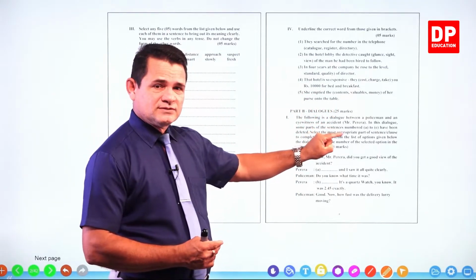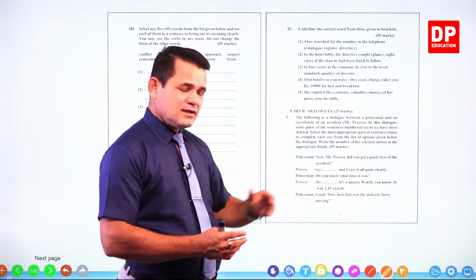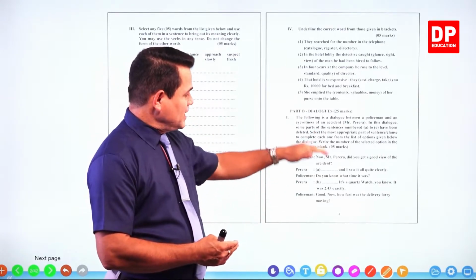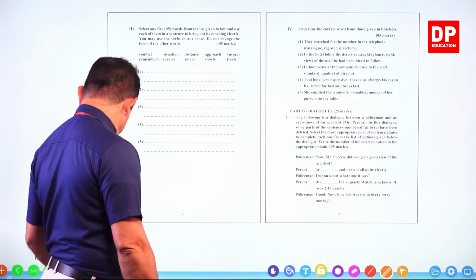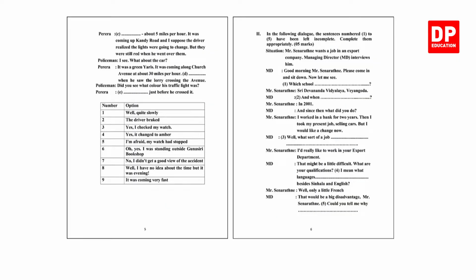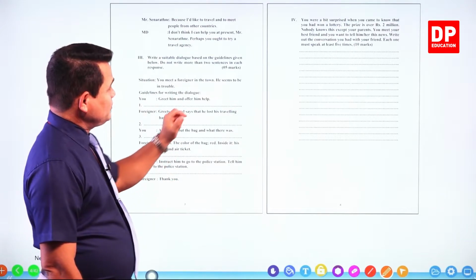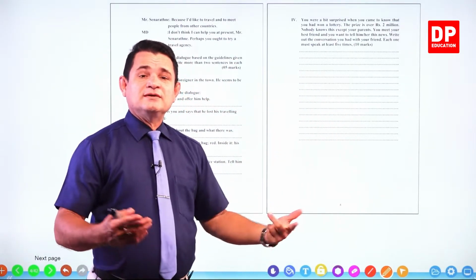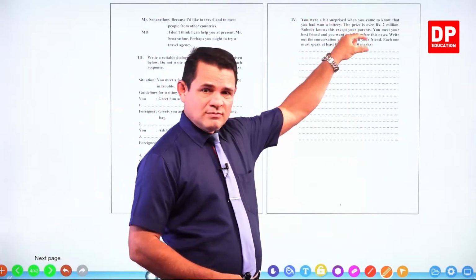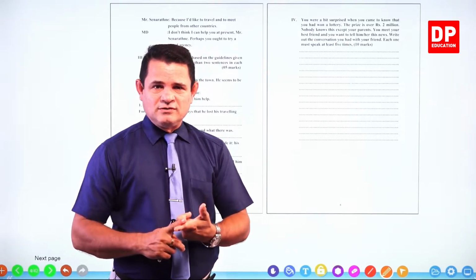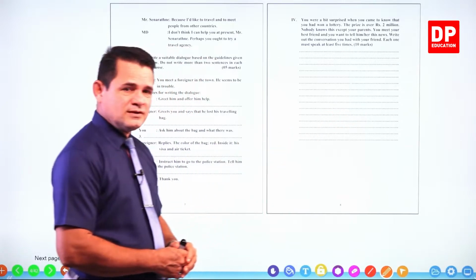Part B comes dialogues. They are in both the old syllabus and the new syllabus. In dialogues, you have to fill in the blanks of a dialogue. And next, another dialogue to fill in the blanks. And there's another one. Then one dialogue for you to write alone. The situation is explained, and you write the dialogue for that situation, like a telephone conversation. So that is Part B.